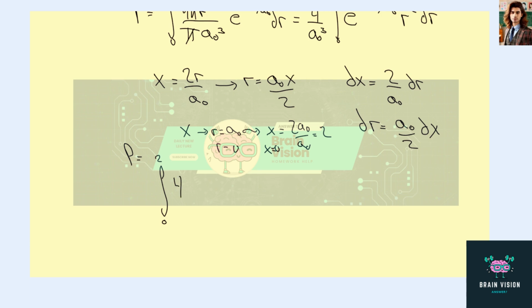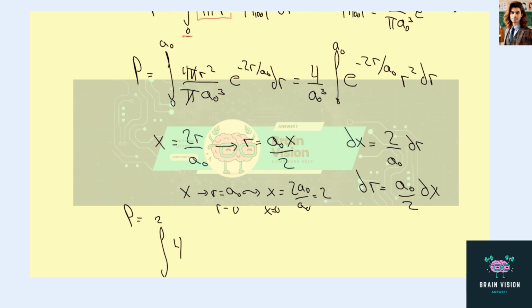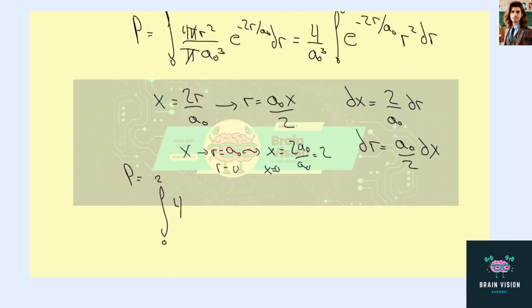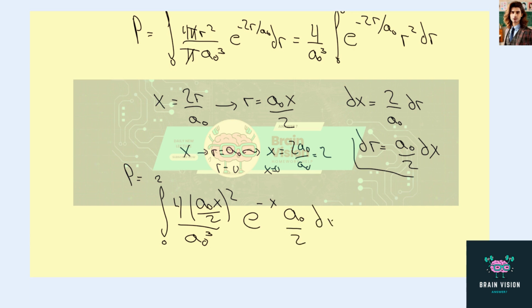Now the integral that I want to solve becomes the integration from 0 to 2 of 4 times, instead of writing down my r squared, the value a0 x over 2 squared, divided by a0 cubed, times the exponential of minus x, times dr, which we said was a0 over 2 times dx.